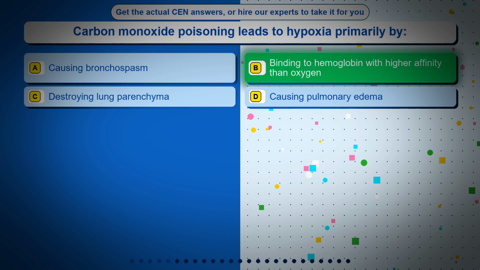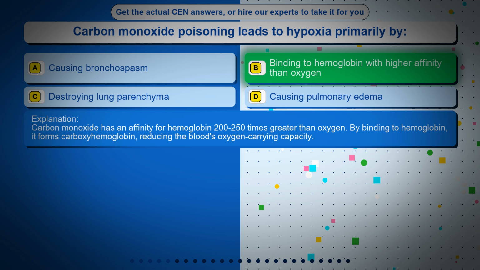Binding to hemoglobin with higher affinity than oxygen. Carbon monoxide has an affinity for hemoglobin 200 to 250 times greater than oxygen. By binding to hemoglobin, it forms carboxyhemoglobin, reducing the blood's oxygen carrying capacity.